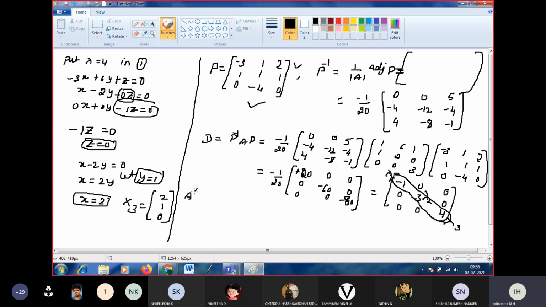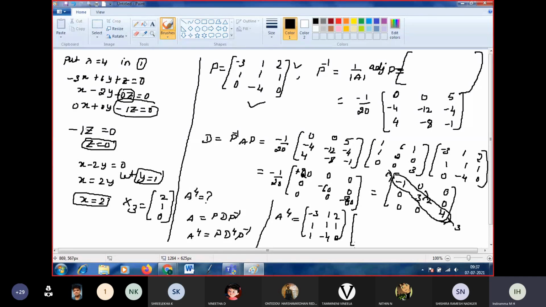And also we have to find A to the power of 4. As we know, the matrix A is P D P inverse. A to the power of 4 is equal to P D power 4 P inverse. You should remember this formula. So A power 4 can be found by writing the matrix P as it is. The matrix P is -3, 1, 2, 1, 1, 1, 0, -4, 0.